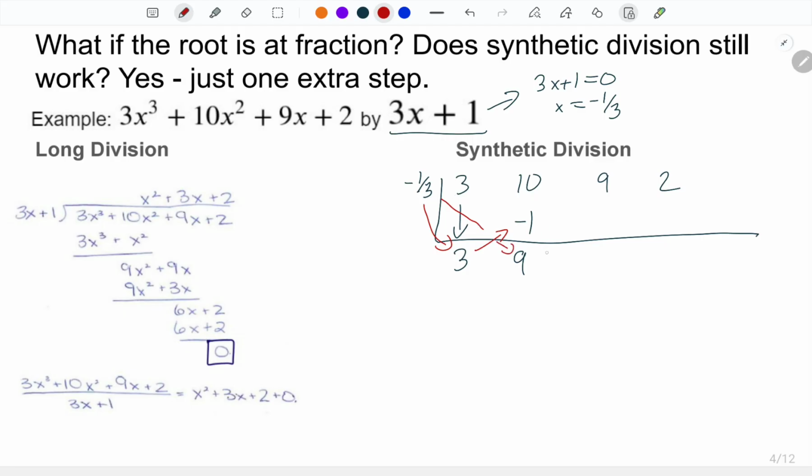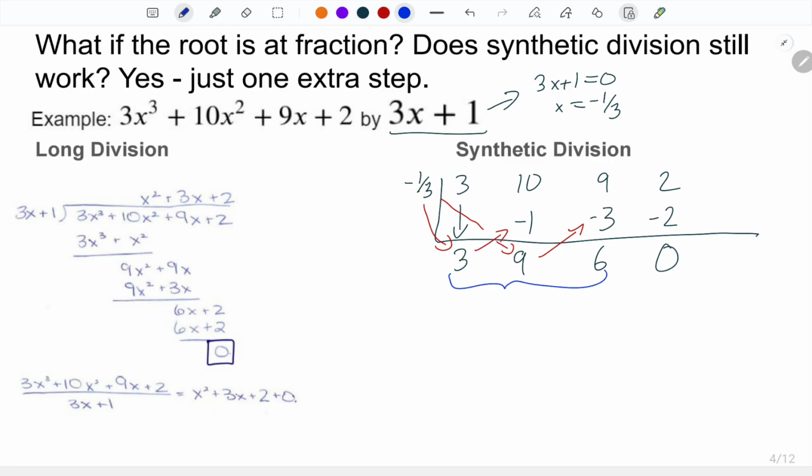Negative a third times 9, well, that is negative 3. 9 minus 3 is 6. And repeat that one last time. Negative a third times 6 is negative 2. 2 minus 2 is 0. So again, we've got our numbers there.